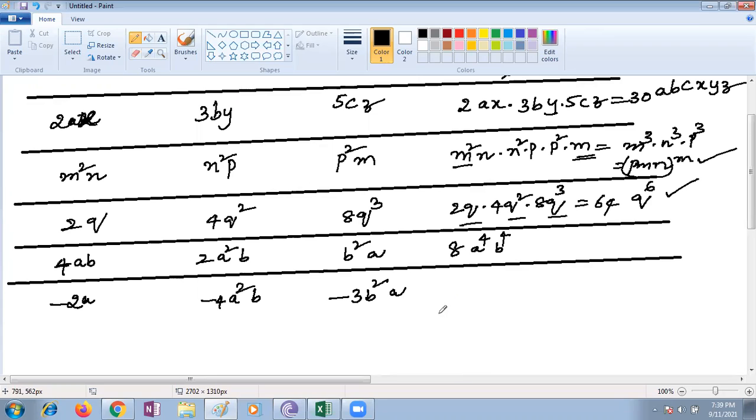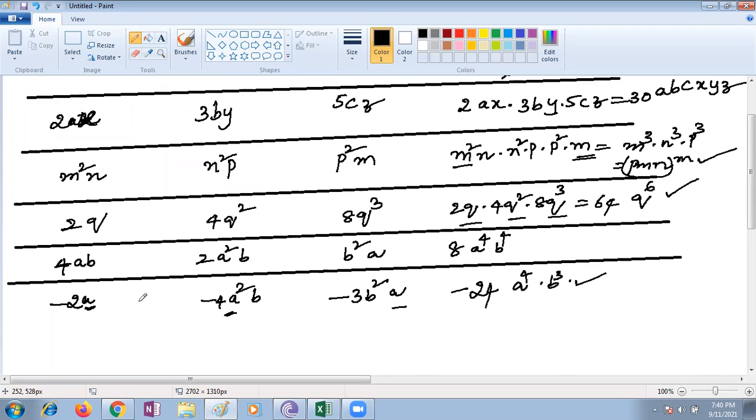Ma'am, once again minus. Minus 24. Very good. Minus 24. Ma'am, is that 2A? Yes, this is 2A. Okay, ma'am, A to the power 4 and B cube. Very good. It's B cube, right? Like that, you have to think and give.